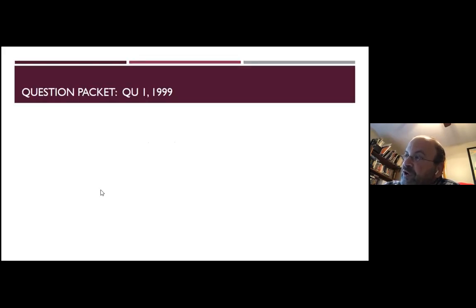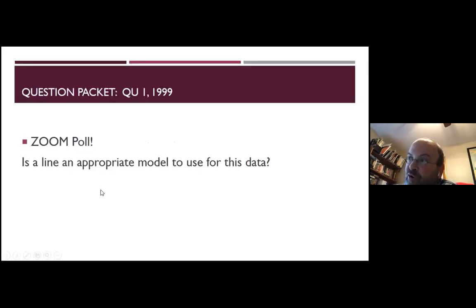And Mr. Timmons, if we could please throw up our very first Zoom poll. We're going to have a little fun today. The questions get more fun as we go along, but let's ask this question. Is a line an appropriate model to use for this data? Yes or no? So I believe we should get, there it is. So please only answer A or B. You can move this poll over to the right if it's blocking.